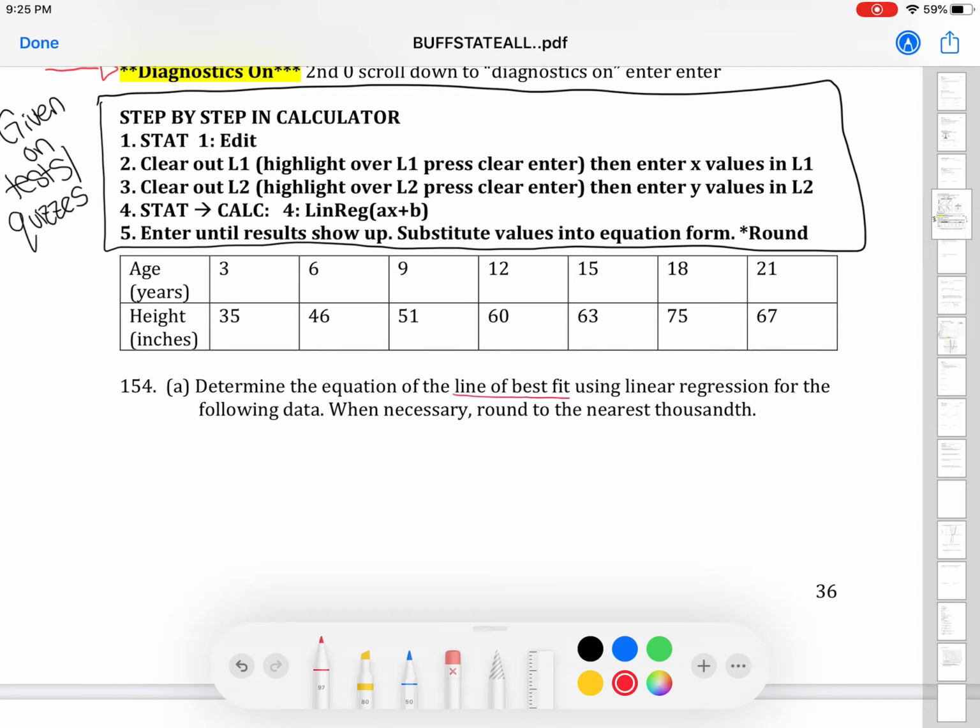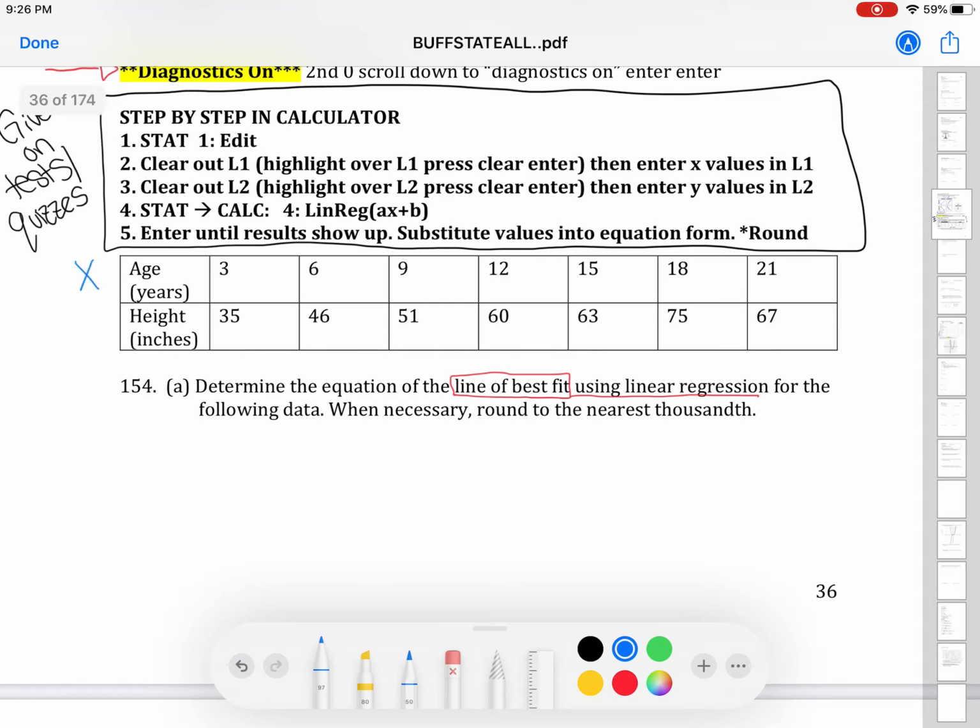Okay, so 154A says determine the equation of the line of best fit, which is what I told you that linear regression will be doing, but the question even says using linear regression for the following data. When necessary, round to the nearest thousand. So we'll talk about that when we get there. Okay, but we're going to use this process for linear regression with the following data, which is actually given above.